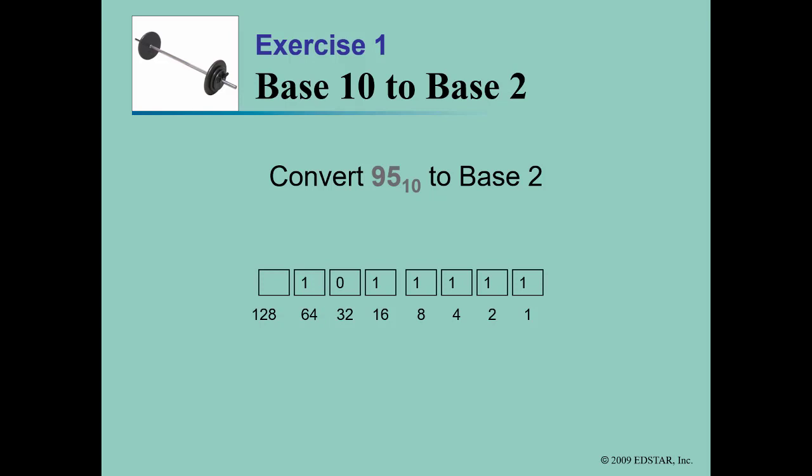95 minus 64 is 31, so we don't have enough left over for 32, so we put a 0 in that place value. We put a 1 in 16, and now there's 31 minus 16 left, which is 15. So we put a 1 in the 8. Now you have 7 left, because 15 minus 8 is 7. That's a 4, a 2, and a 1. So we can just put a 1, 1, 1 in the 4, 2, and 1 place values.